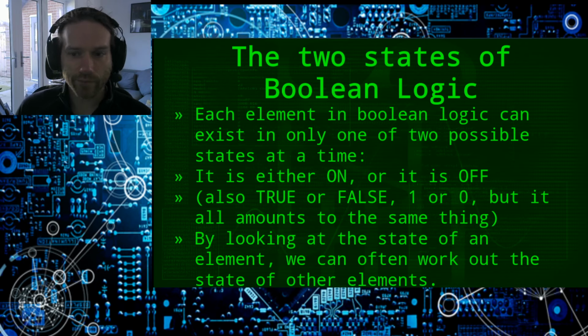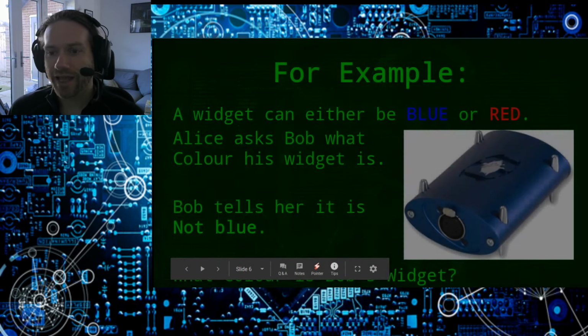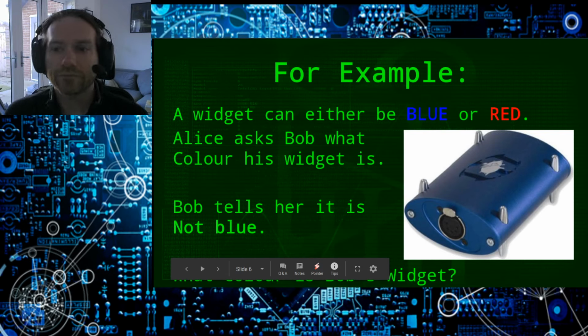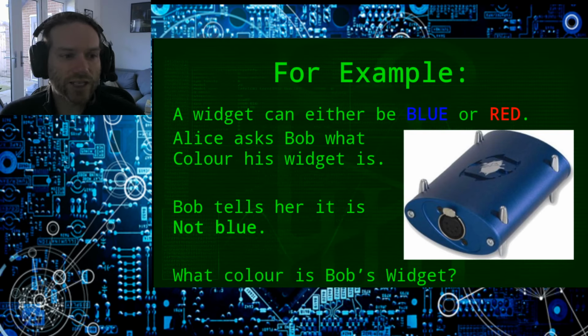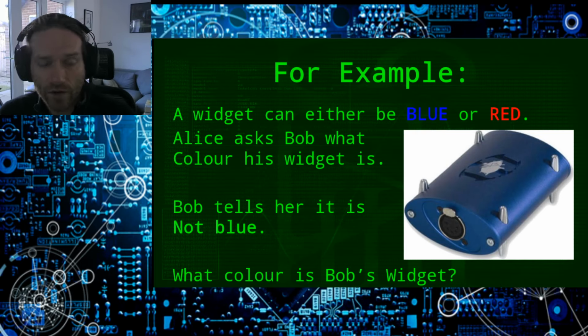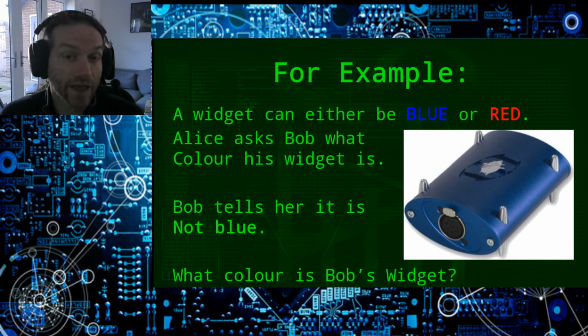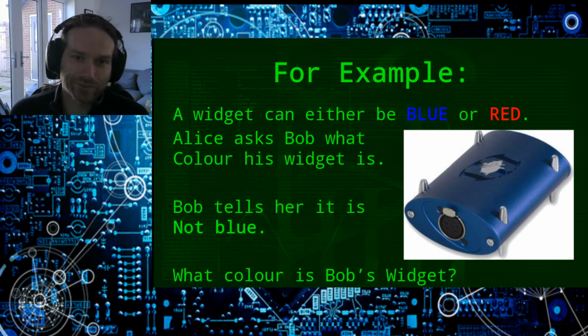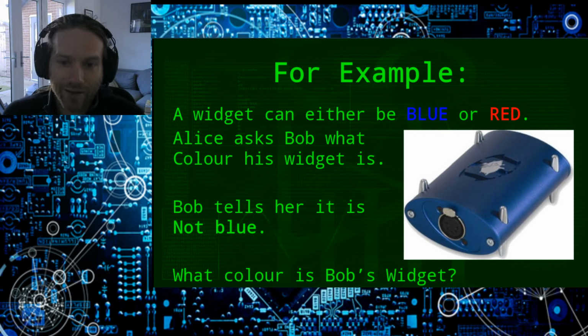I'm going to give you an example now. Here is the example. This thing here is a widget. It doesn't matter what it does, but a widget can either be blue or red. Those are the two colours that widgets come in. There is nothing in between. Alice asks Bob what colour his widget is. Bob tells her it is not blue. So what colour is Bob's widget?